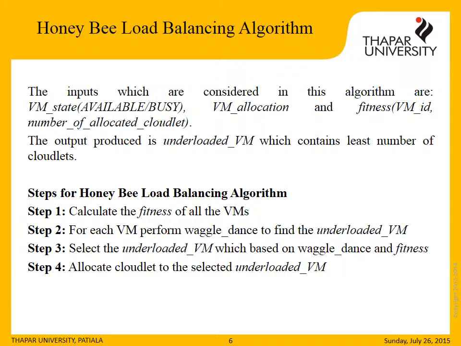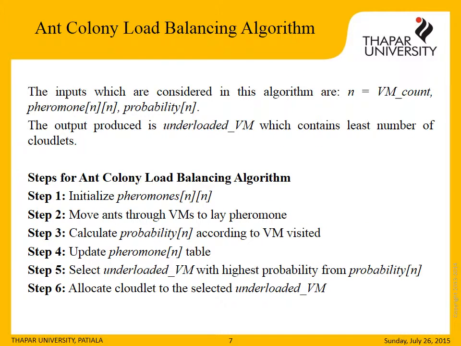The steps required in Honeybee load balancing algorithm are: calculate the fitness of all the virtual machines. For each VM we perform a waggle dance to find which are underloaded VMs, which are less loaded, and which are overloaded VMs. Then we select the most underloaded VM based on the waggle dance and the fitness, and then allocate the cloudlet to the selected underloaded VM.